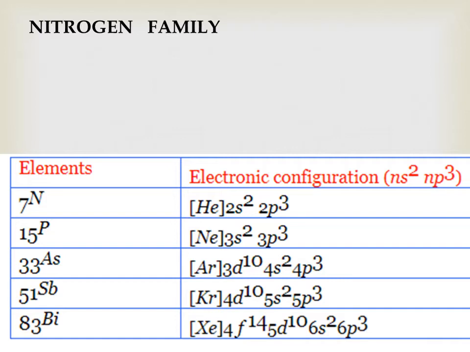So for nitrogen the principal quantum number will be 2, for phosphorus it will be 3 and so on. As you can see, for nitrogen the valence shell is 2s2 2p3, for phosphorus it is 3s2 3p3 and so on. Here you can see that the outermost valence shell has 5 electrons. So there are a total of 5 electrons in the outermost shell, and that is why its electronic configuration is ns2 np3.